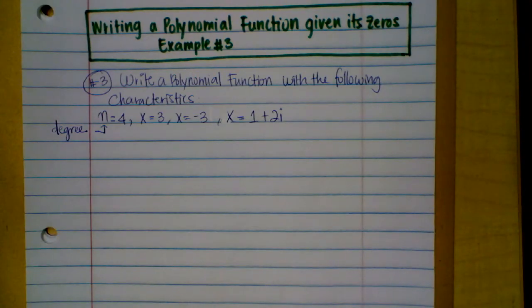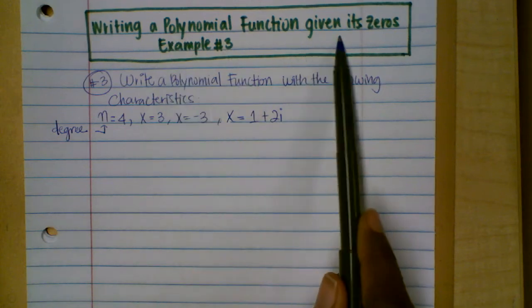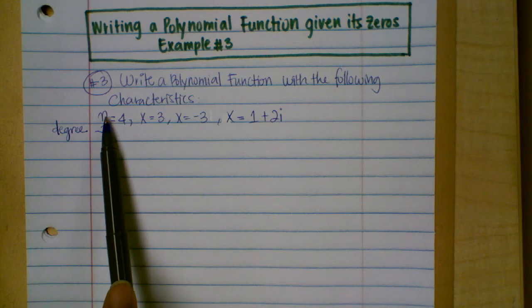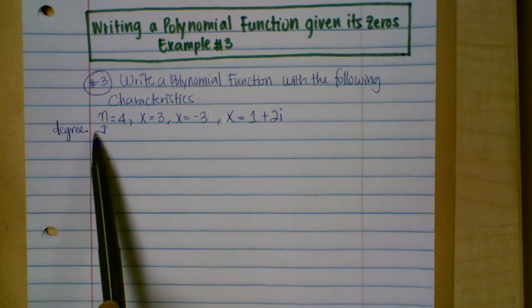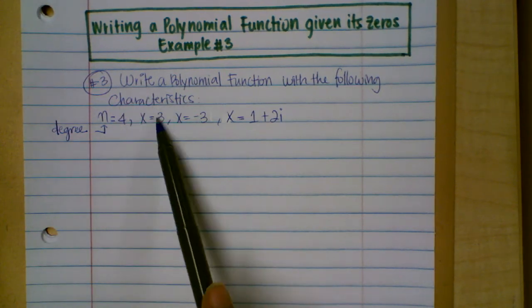Welcome back. In this video, we'll work through a first example of writing a polynomial function. The first characteristic is n equals 4, where n stands for the degree. So the highest exponent on the variable x is 4. It's a 4th degree polynomial, an even degree polynomial.